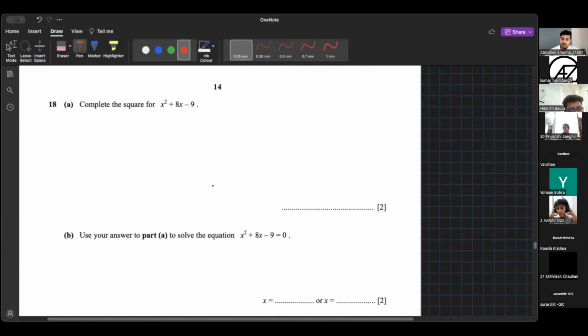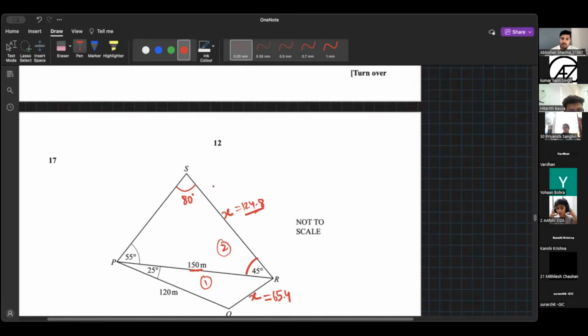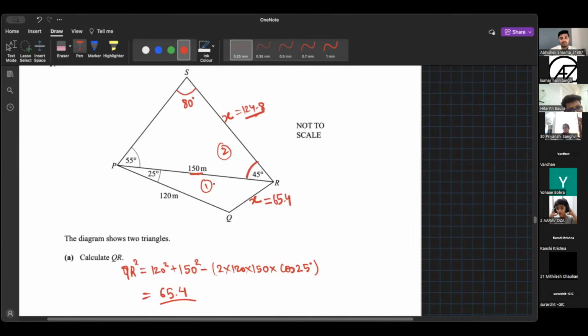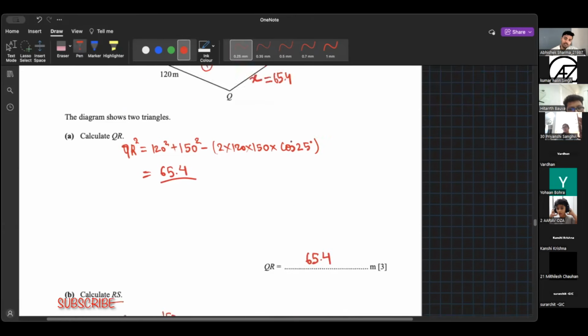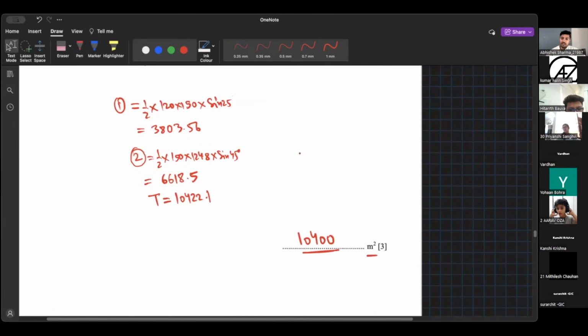You have done it in parts, like for triangle 1 and then triangle 2. Is it possible if I do it as triangle 1 plus triangle 2 directly and then get the answer? You can do it directly also. There was less space, that's why I did the first one, the second one, added them, and that's my final answer.